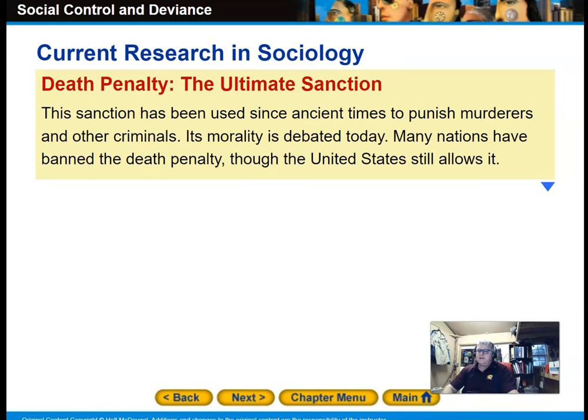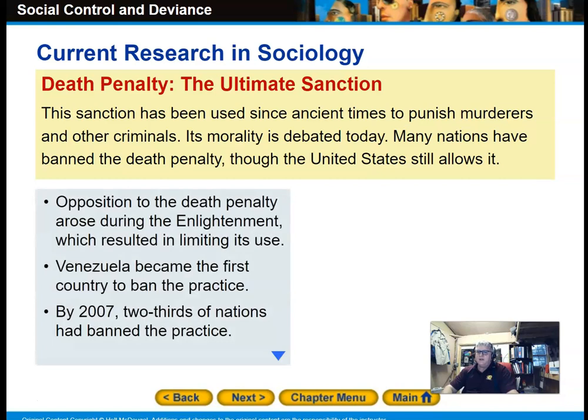In the United States, the death penalty is considered the ultimate sanction. This sanction has been used since ancient times to punish murderers and other criminals. Its morality is debated today. Many nations have banned the death penalty, though the United States still allows it.